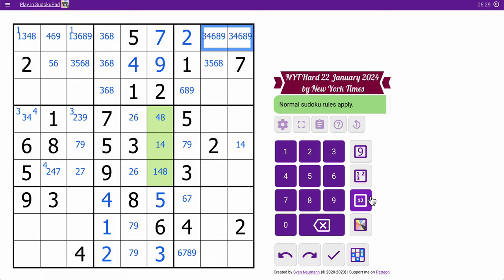Six, eight, nine. Oh, that's moderately annoying. Three, four, five, eight, nine. Says I need one, two, six, and seven in row seven. Does that help me?